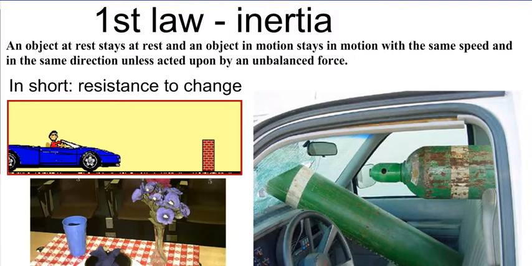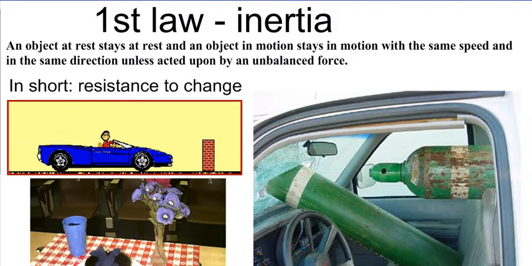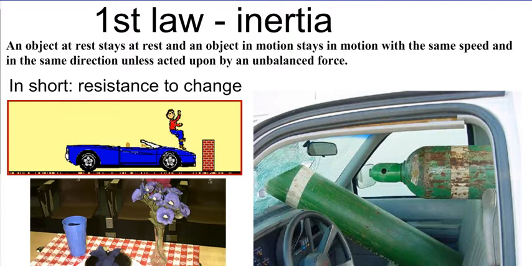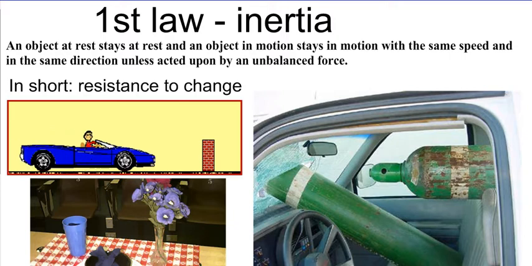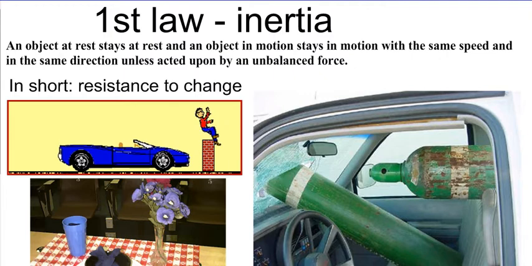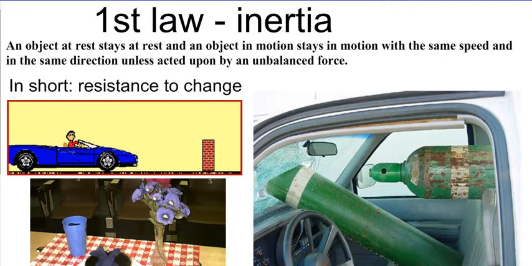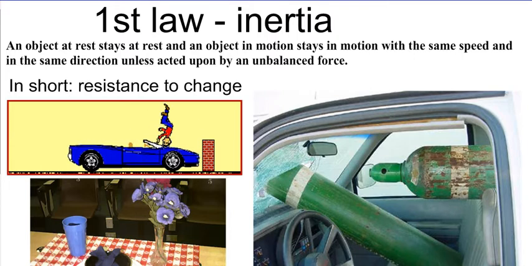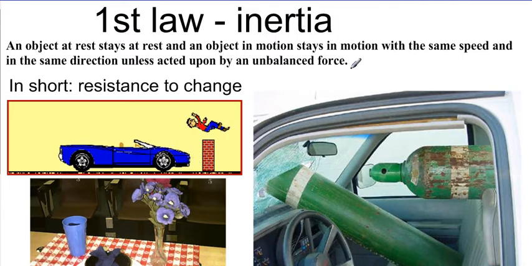So the first law, this is inertia. We can define this as an object at rest stays at rest, and an object in motion stays in motion with the same speed in the same direction unless acted upon by an unbalanced force. In other words, resistance to change. Whatever it's doing, it wants to keep doing, unless an unbalanced force acts upon it.